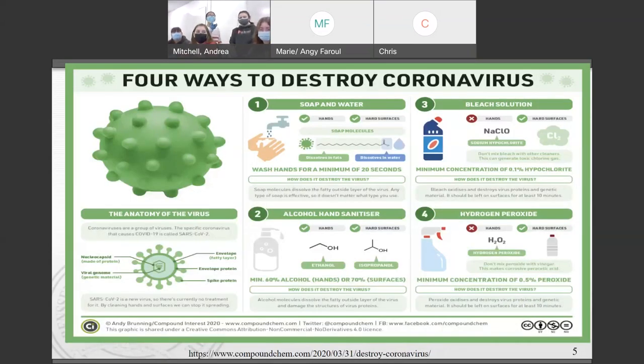Okay, so there are 4 ways to destroy the coronavirus. On the left, we have the anatomy of the virus, and we basically can immobilize it by destroying the outer membrane. And there are 4 things we can use. One is soap and water, which is safe to use on your hand and on hard surfaces. We can also use alcohol hand sanitizers, on your hand or surfaces, but they should be at least 60% alcohol for your hand or at least 70% for surfaces. And there's also bleach solutions and hydrogen peroxide, but avoid using those on your hands and just use them for hard surfaces.